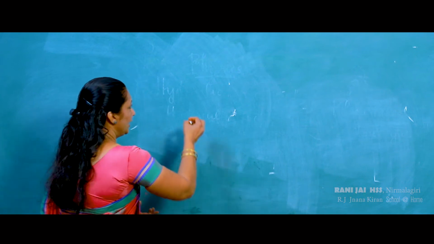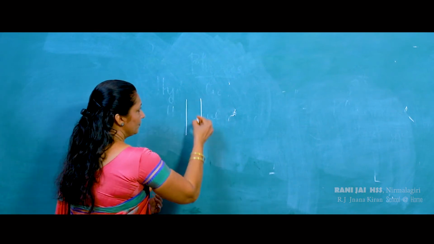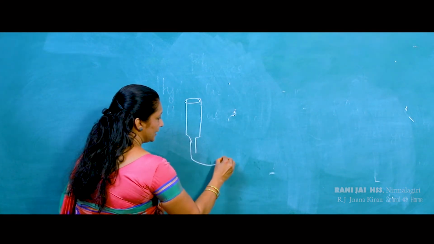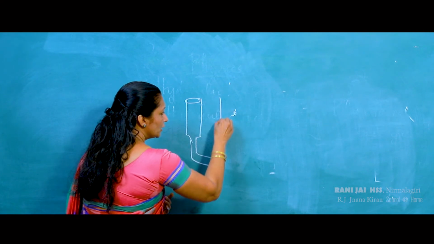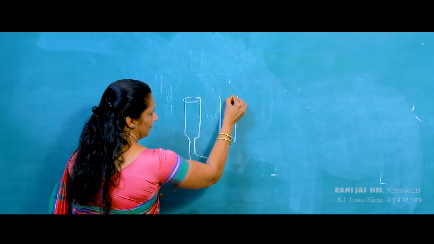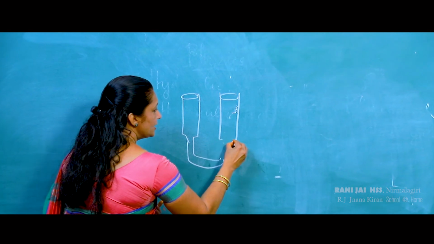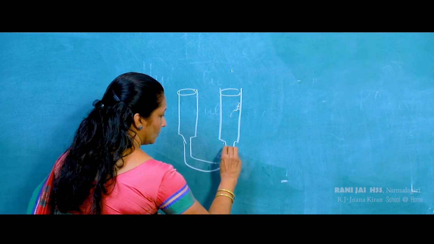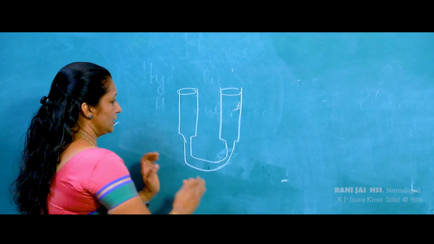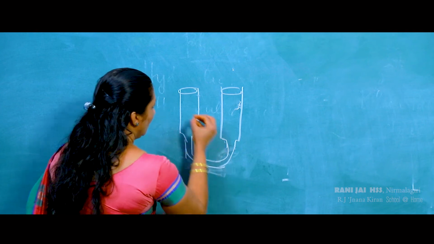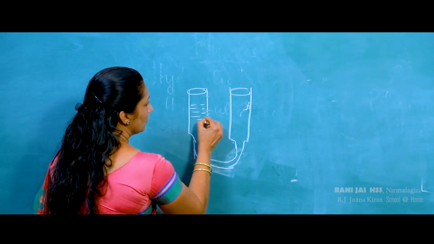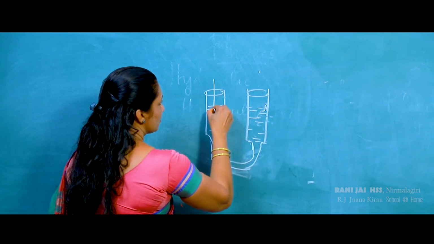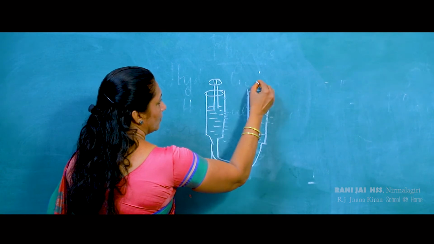For this we are taking two cylinders. Let me explain. Like this, two cylinders of the same size are taken, and both cylinders are connected by means of a small wire, like this. Fully it is filled with water. And we have a small piston like this.